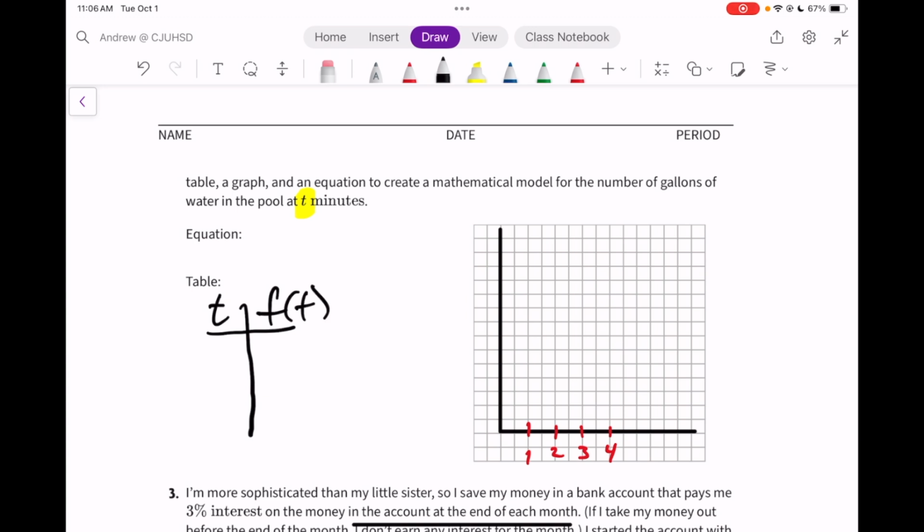So if we go 0, 1, 2, it takes at least 3 points to make a pattern. So that's why I'm at least going with 3 lines on the table. 0 would be 5, 1 would be 7, 2 would be 9. We're going up by 2. And then we can simply go by 2 again. 2, 4, 6, 8, 10, 12.